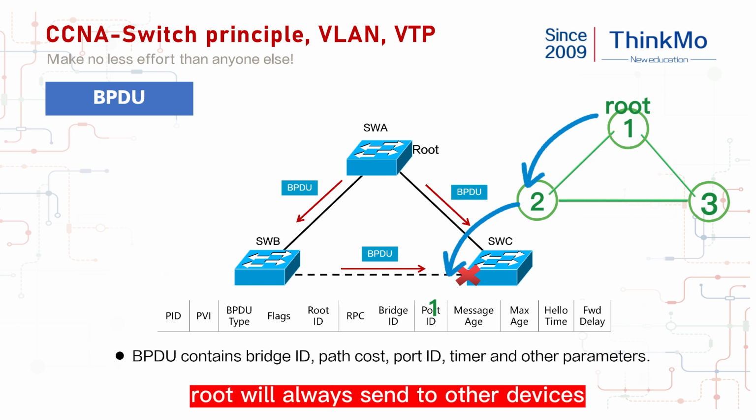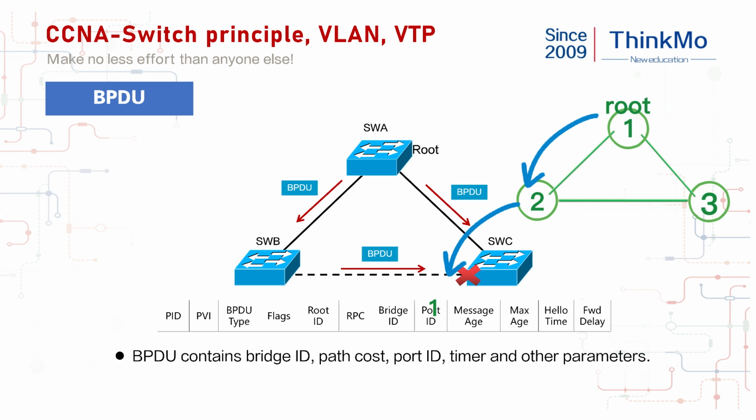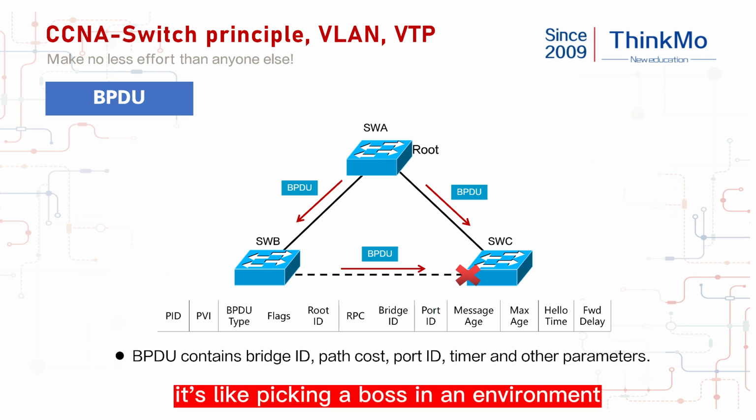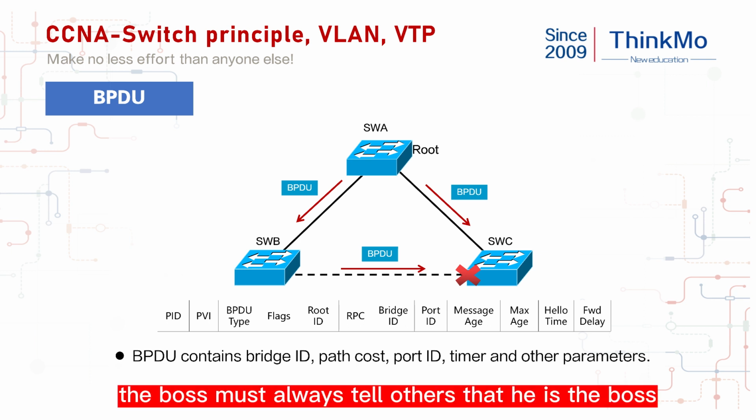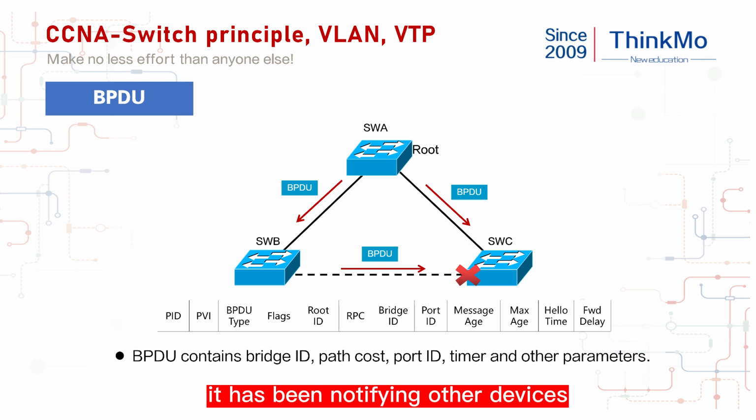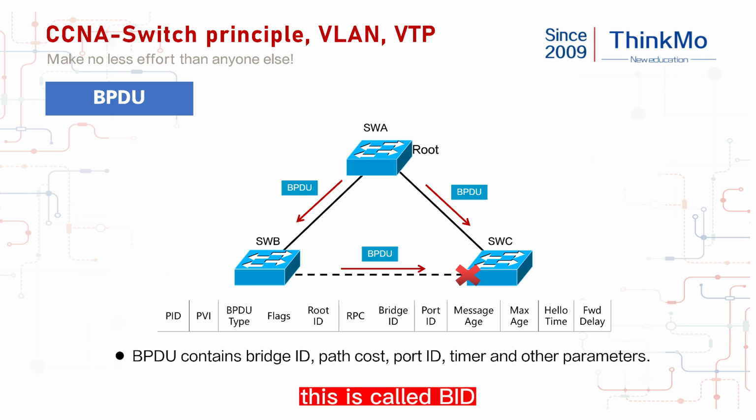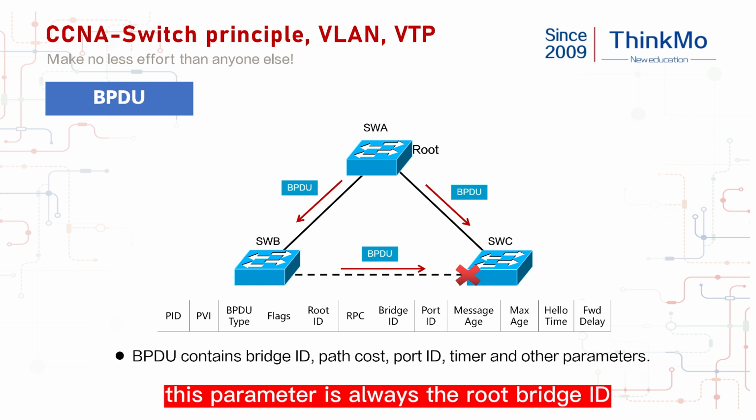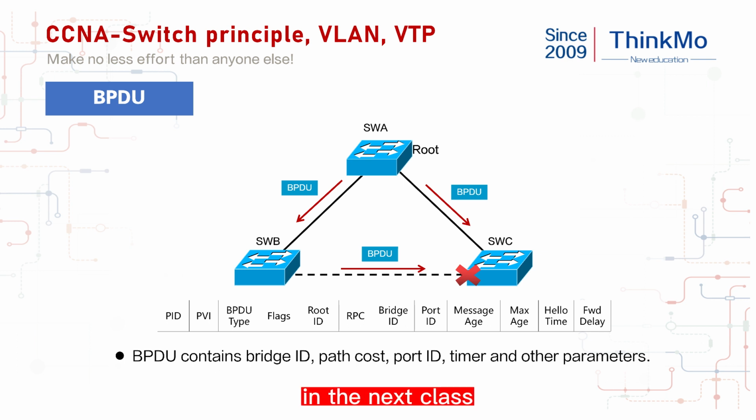Root will always send to other devices. Other devices will keep sending. It's like picking a boss in an environment. The boss must always tell others that he is the boss. It has been notifying other devices that it is now acknowledged as root. This is called BID. This parameter is always the root bridge ID. Let's talk about how to represent this ID in the next class.